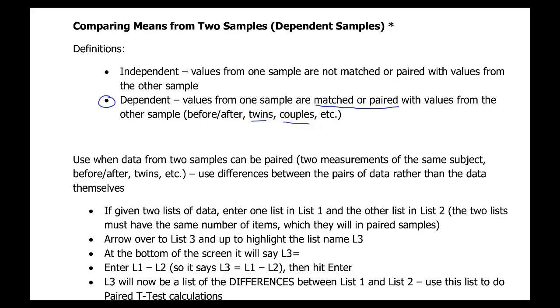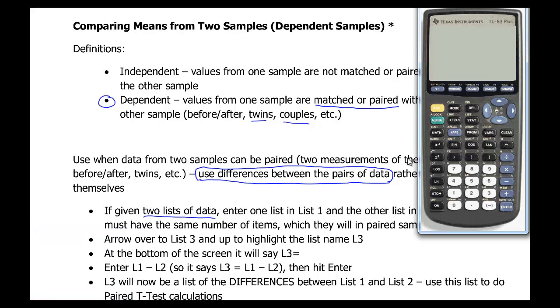So when we can pair data, you're going to use the differences between the pairs. And this is the most important thing about problems like this. We're not going to use the list of data from group 1 and the list of data from group 2. We're going to use the differences and compare the differences to 0. So if you do get two lists of data, you can use your calculator to calculate the differences for you. You don't have to do them one by one. And I'll just quickly show you an example of that.